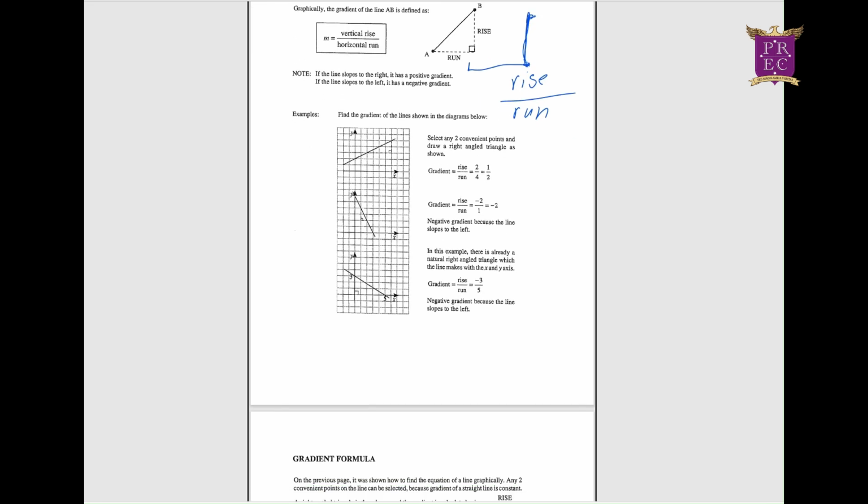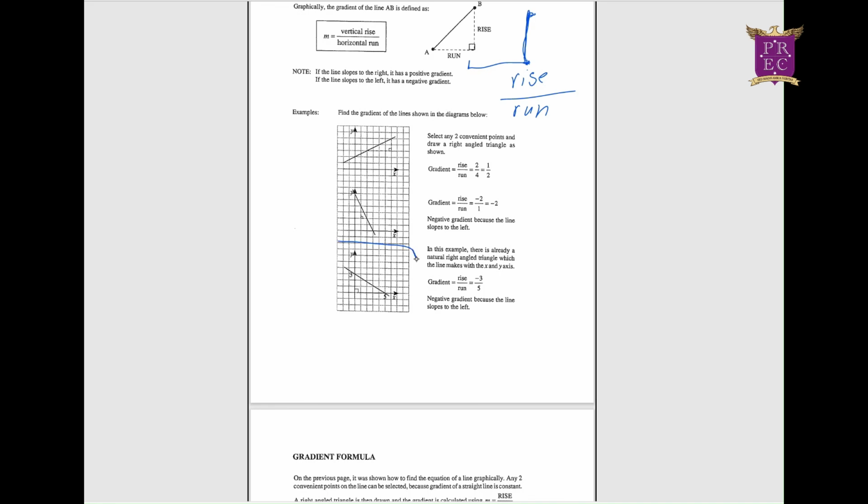Okay, let's have a look at an example over here. Let's take this one. What's the rise over here? The rise will be 3, and the run will be 5. But remember, since the slope goes from left to right like this, on the negative slope, it will be a negative gradient. Okay, that's all you need to know.